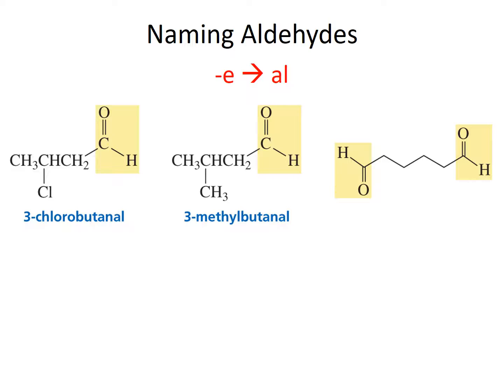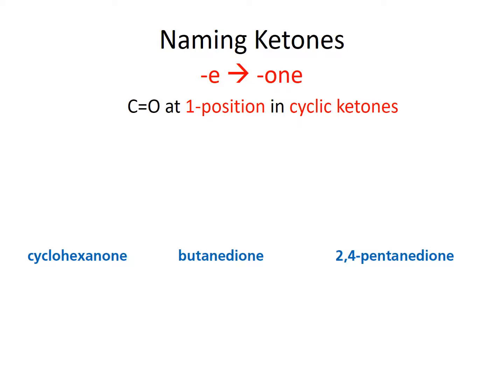Here we have a 3-methyl. Here, it doesn't matter which way we go from for naming, because either way we're going to have an aldehyde on the end. Ketones, on the other hand, go from E to -one, so ketones you can recognize pretty easily.